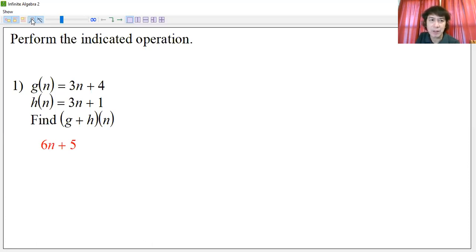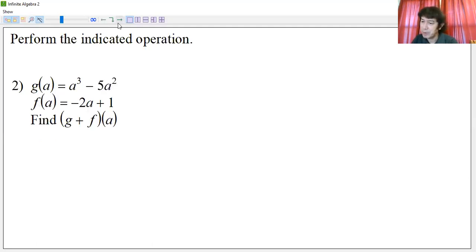Let's have the second number. Okay, here's the second number. You can look at the problem while I put it in our solution paper. G of A is A cubed minus 5A squared. And then we have F of A equals negative 2A plus 1. And we're asked to get G plus F of A.